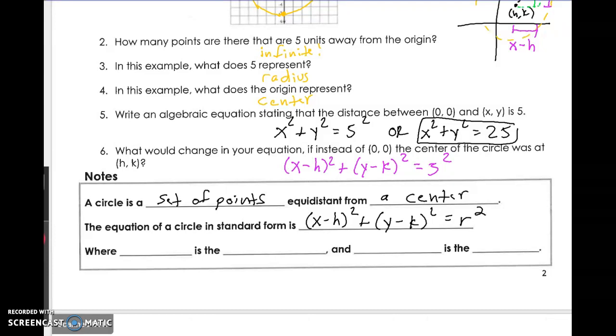where h comma k is the center and r is the radius. All right, so that's the notes for today on circles. Hopefully I will be back the next day to go over this more with you all, but that it didn't seem too demanding.